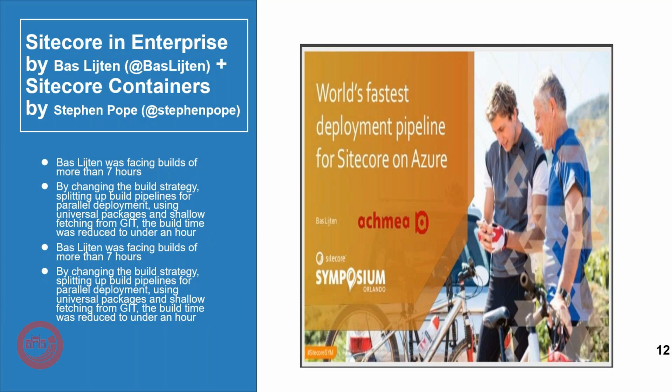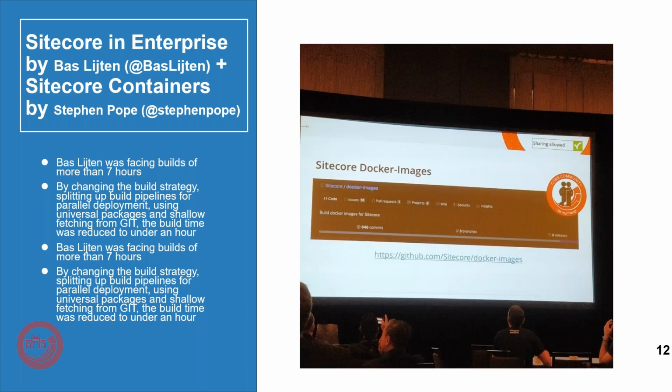The other important topic was Sitecore in Enterprise by BAS Legend, and the Sitecore container. In the BAS session, he showcased that they have implemented the world's fastest deployment pipeline. Earlier, their application was taking more than 7 hours to deploy. He showcased how they utilized the CI/CD pipeline and customized some PowerShell scripts. With that, they have a multi-site implementation, and he showed how the code is implemented and the ways to improve the deployment time. He showcased a complete demo on that, and the artifacts also, showing how much it decreased.